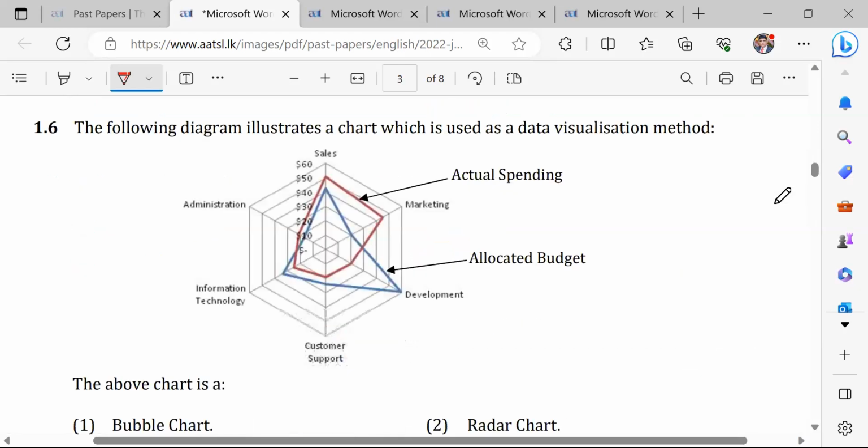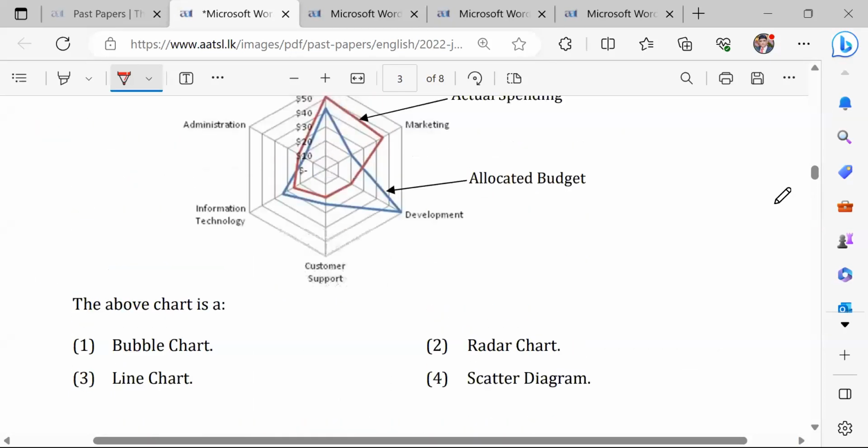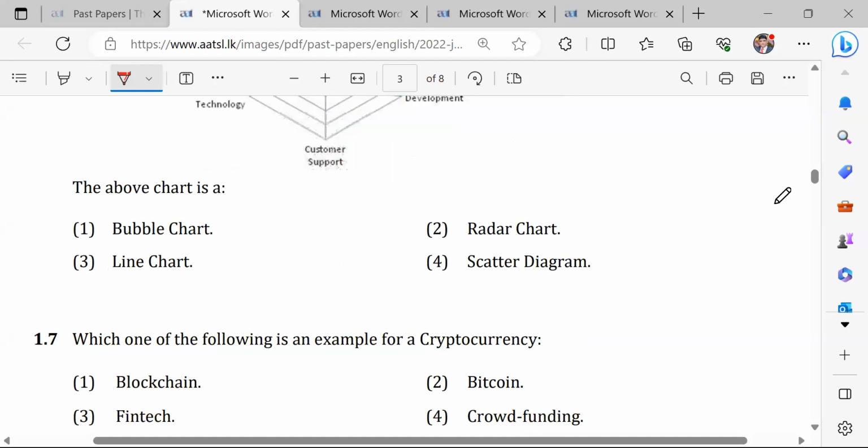This is also an infographic. The following diagram illustrates the chart. It uses a data visualization method. What is it? This is known as a radar chart, right? This is not a line chart. A bubble chart shows different sizes of bubbles, right? A line chart is like this. This is a radar chart. The diagram shows some small boxes, different size boxes, right? This is a radar chart.